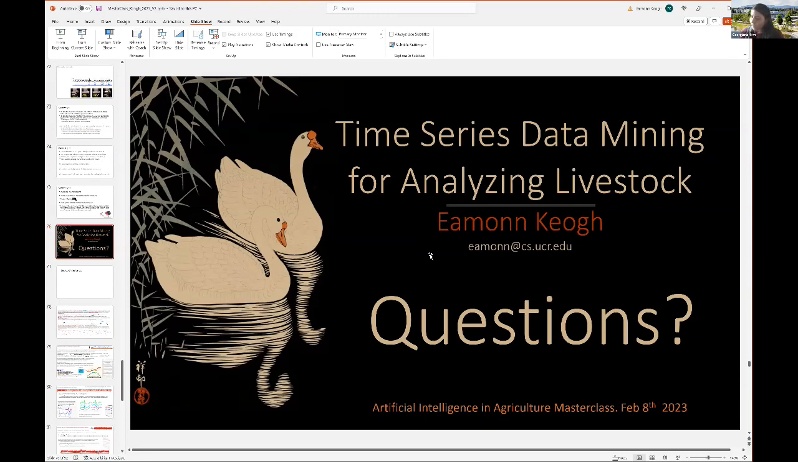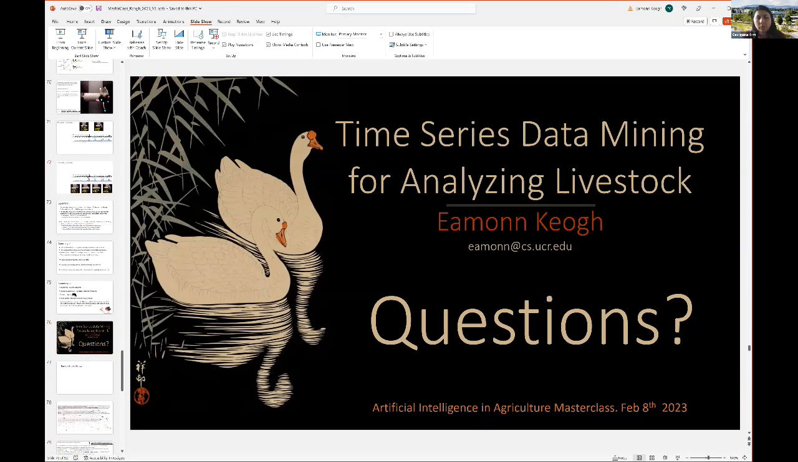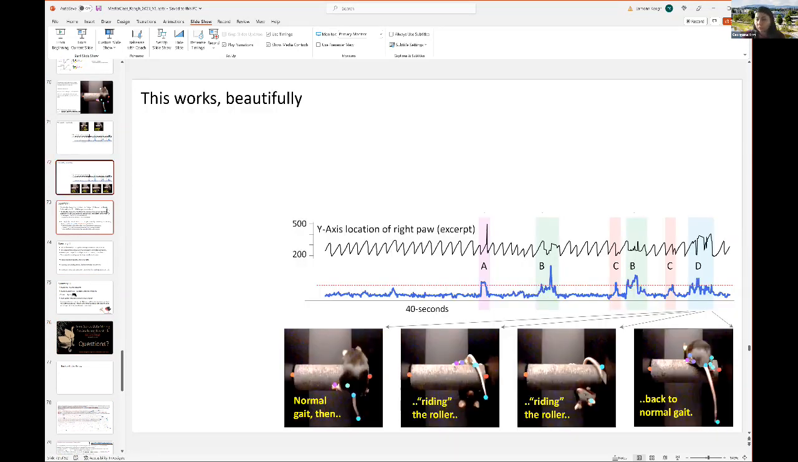I had a question about noisy data. Most of the data, especially from animals, I suppose, is very, very noisy. So how do you use it as raw? Are there some pre-processing techniques that you usually do? How does it affect the distance profile?